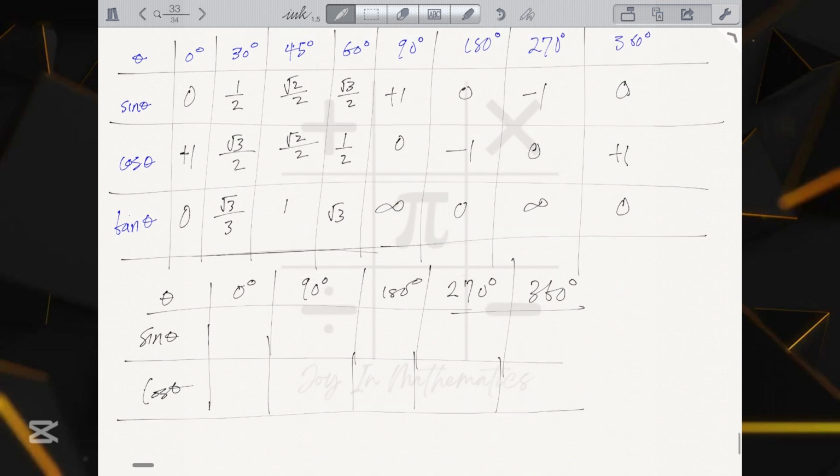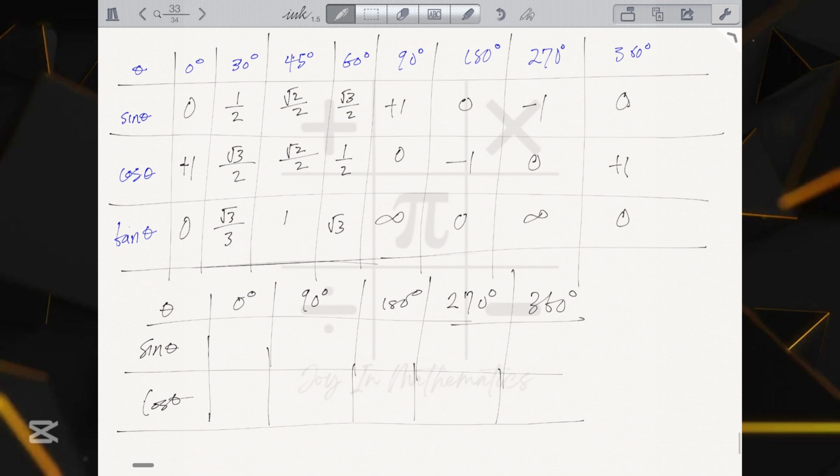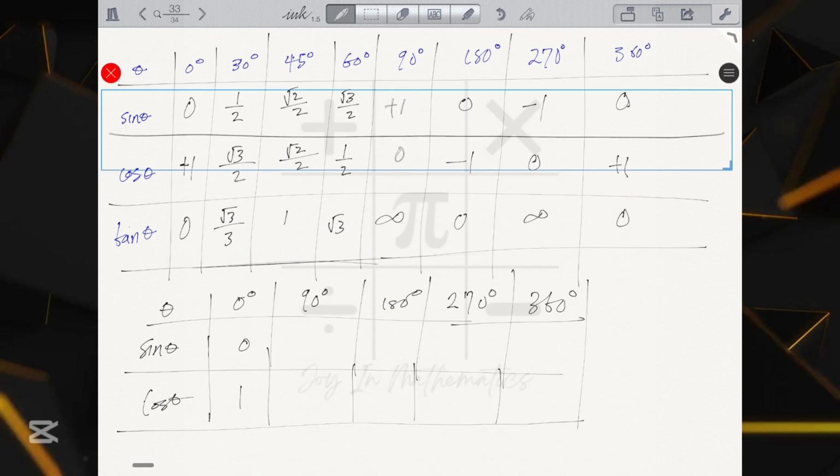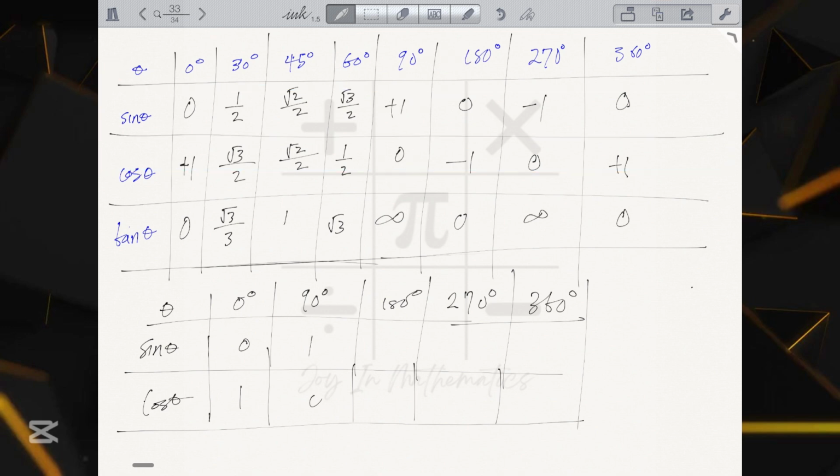Now moving on, when theta is equal to 0, sine theta is equal to 0, and cos theta is equal to 1. So we are reducing the table to just 0, 90 degrees, 180, 270, and 360 degrees. At 0, cos theta is 1. At 90 degrees, we have 1 and 0. At 180 degrees, 0 and minus 1. At 270 degrees, minus 1 and 0. At 360 degrees, 0 and plus 1.